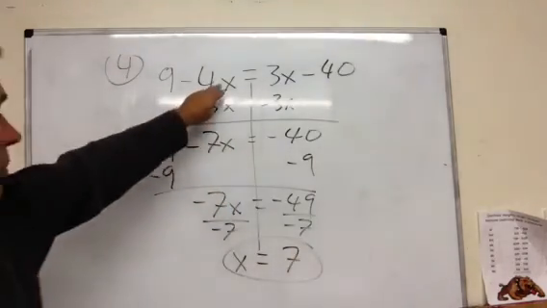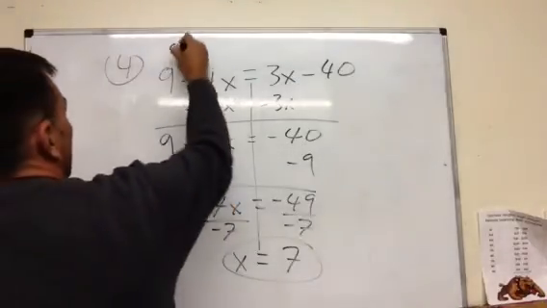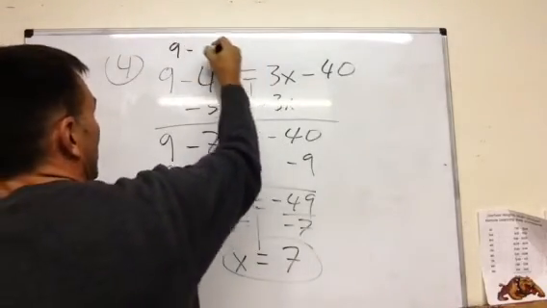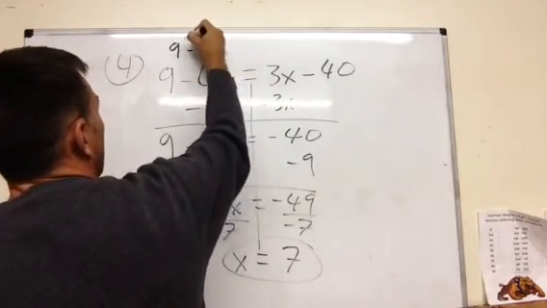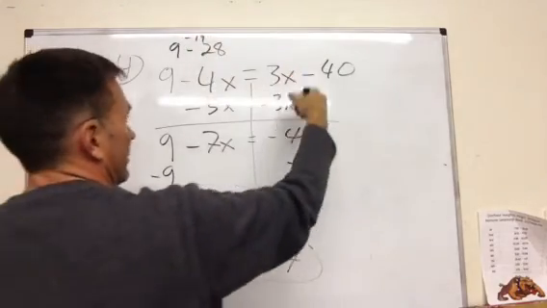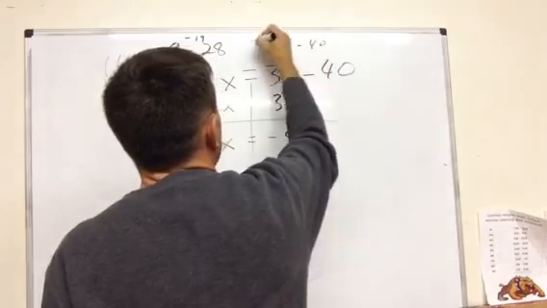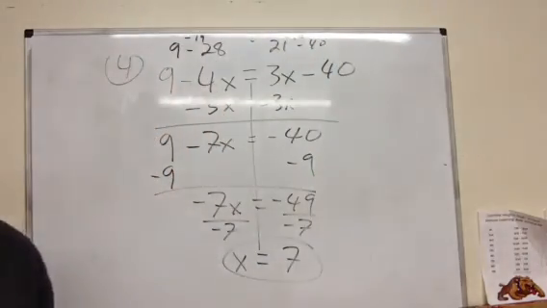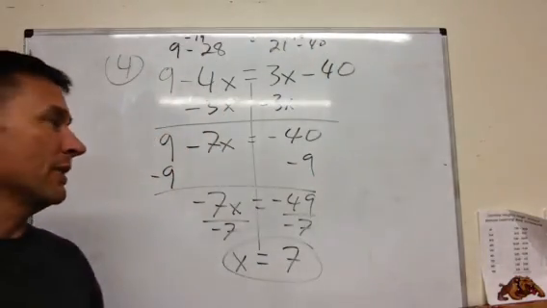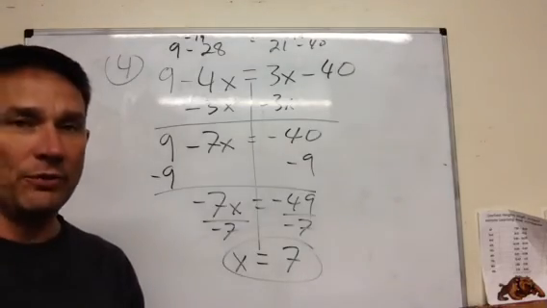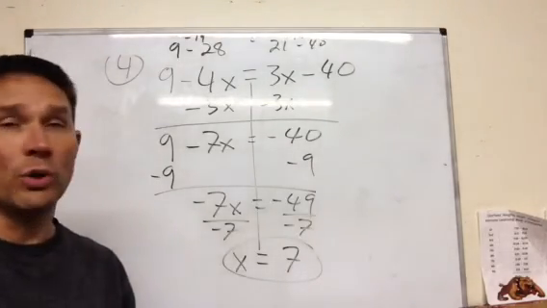If I go back and check this, 9 minus 4 times 7 is 28. That's negative 19. 3 times 7 is 21. Minus 40 is negative 19. It works out again. Keep these problems by your side when we come back to review these and you do your assignments. It will help.